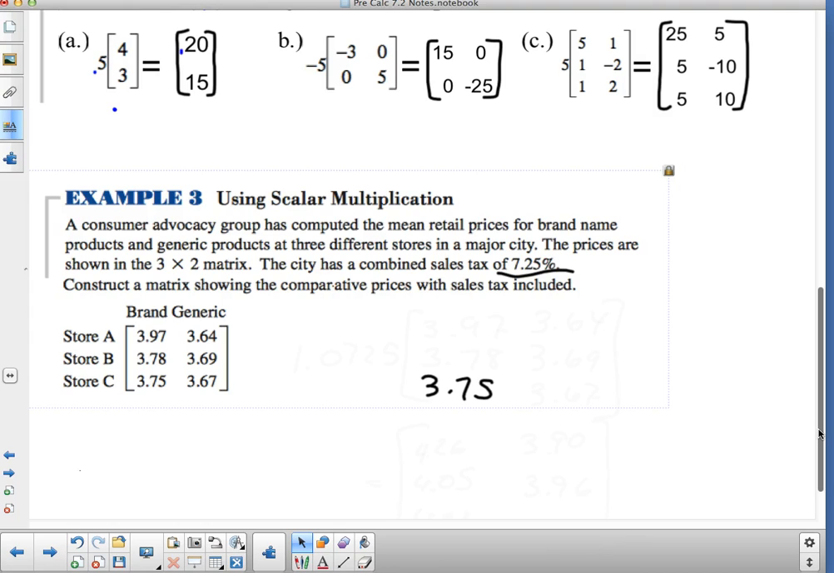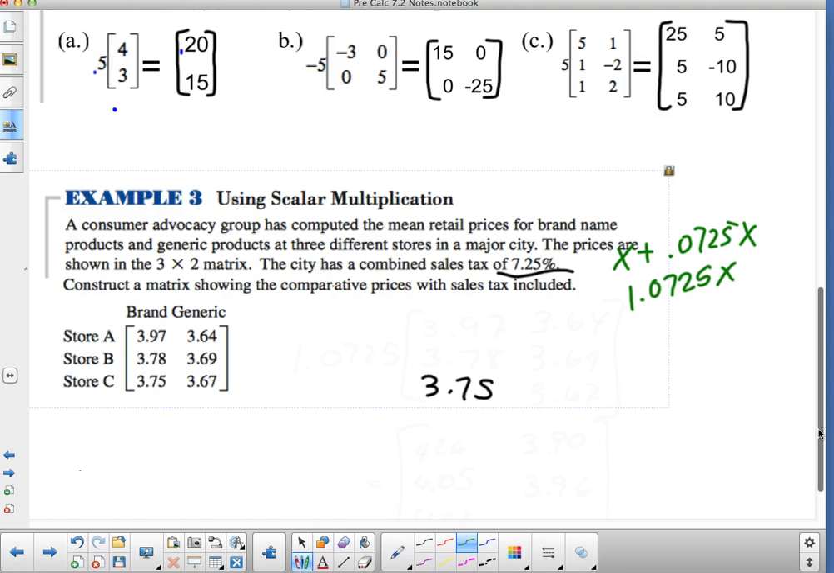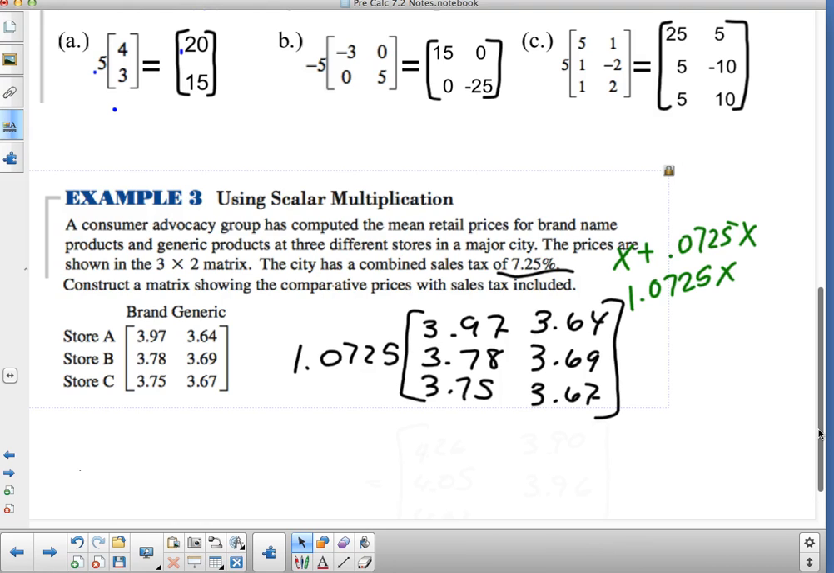Now, when we include sales tax, you have to keep in mind, we're going to have the regular cost plus whatever the sales tax is times whatever its cost was, okay? But in matrix multiplication, we just talked about scalars. This is the same as 1.0725x, right? That's all I'm going to do. That's my scalar. So when I set this up, I rewrite the matrix, and I've got my scalar all set.